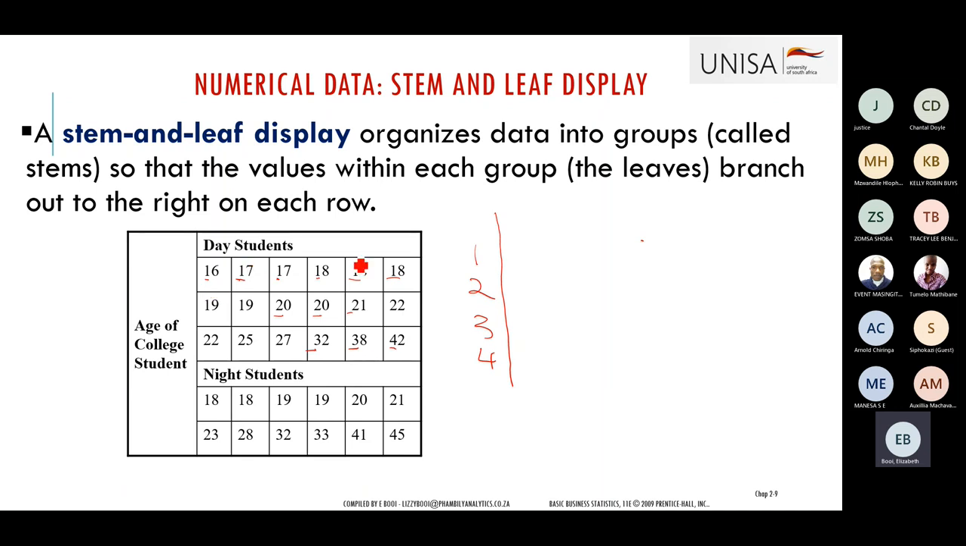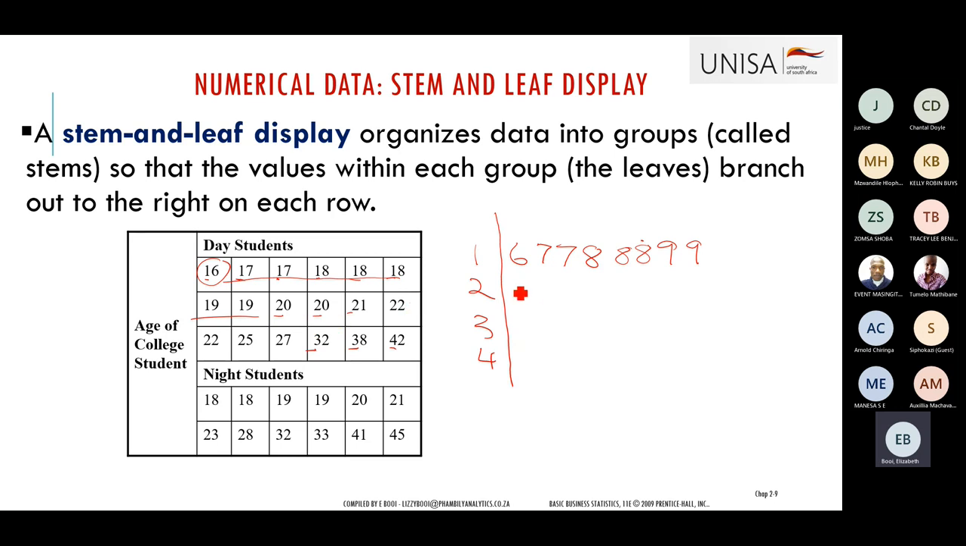So 16 will be 16. So this is 16. It's not 6, it's 16. You read it as you see it from your data. 17, so you must also read with the stem. 17, 17, 18, 18, 18, 19, 19. I have covered all the values with a stem of 1.